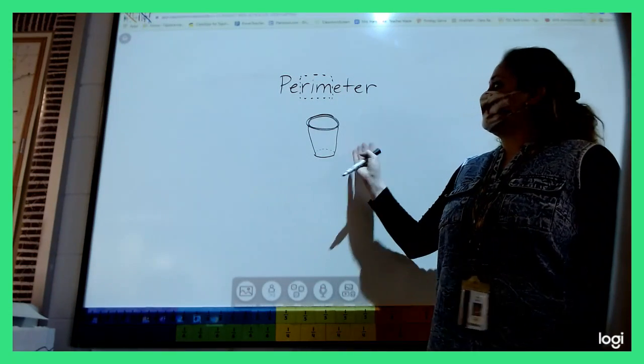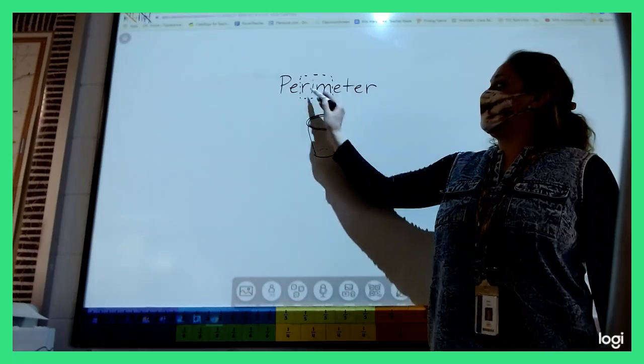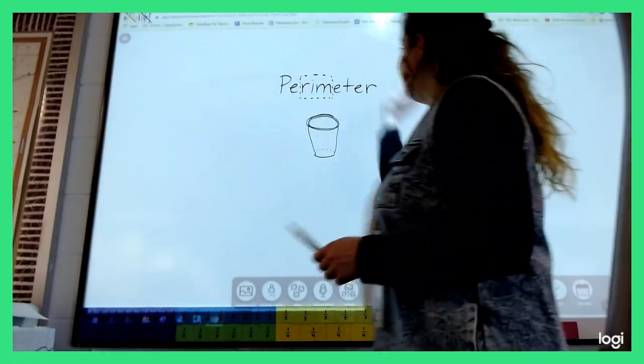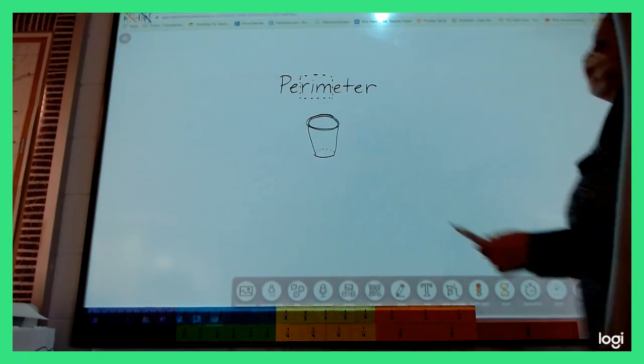All right, so this is just a helpful tip. When you see the word perimeter, it should remind you that's the rim, the outside edge, okay? So you can go ahead and erase that. I just wanted to make sure you saw that helpful tip.